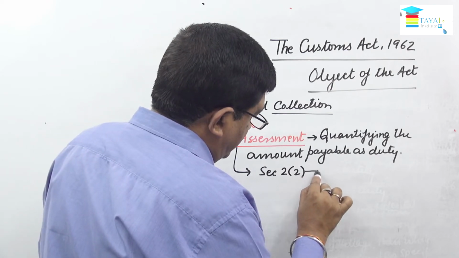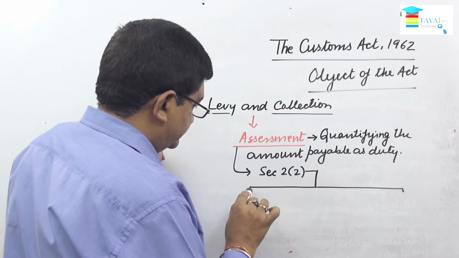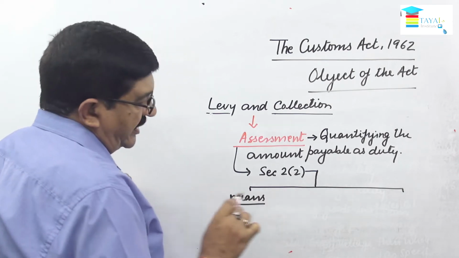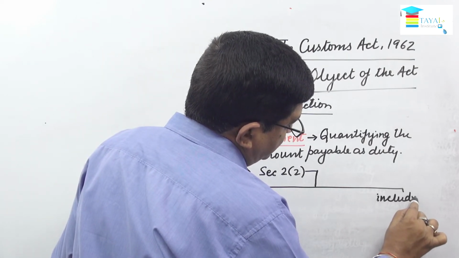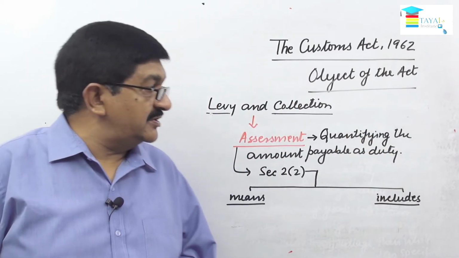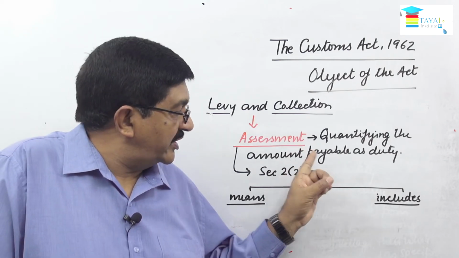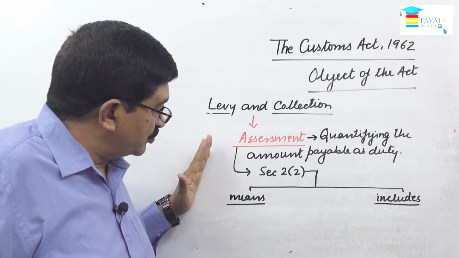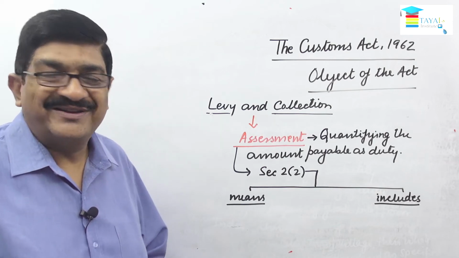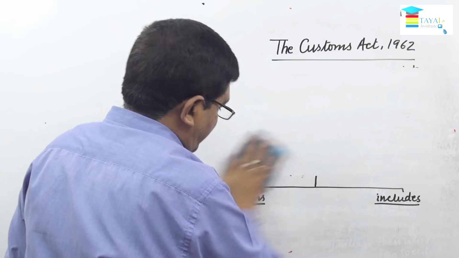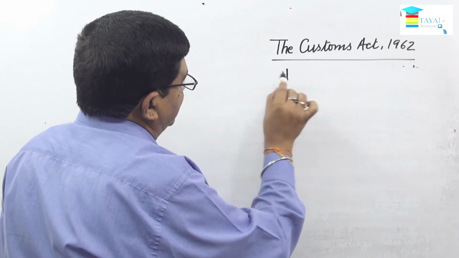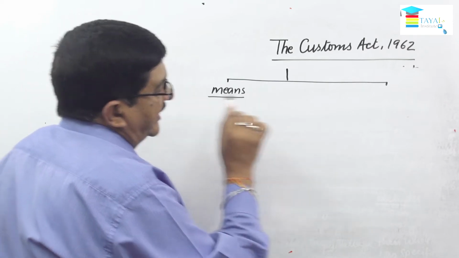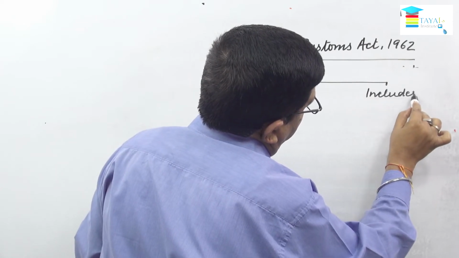And in the definition, there are two parts. First part talks about what is the meaning of assessment, and second part talks about what is included in the term assessment, includes. So assessment, the real meaning or simplest understanding of the word assessment is quantifying the amount payable as a duty. How much amount is payable by way of duty, right? So the term is defined under section 2, subsection 2, and there are two parts. And for writing the more details, I need to clear this. Okay, so divide that in two parts here. Means and includes.